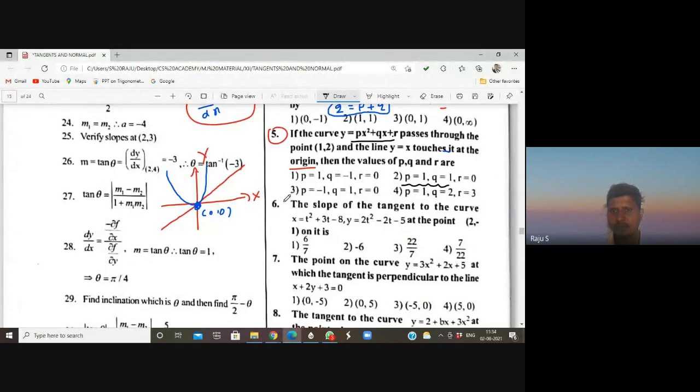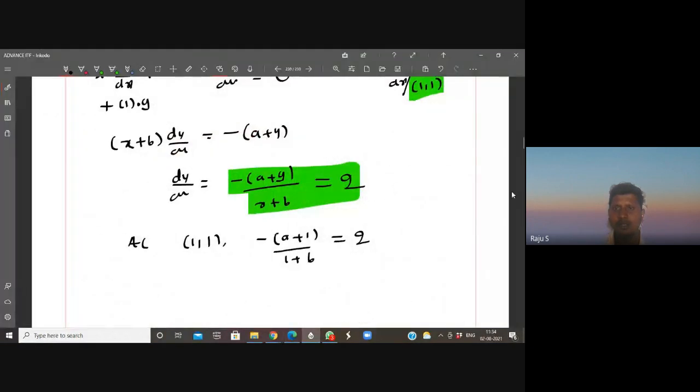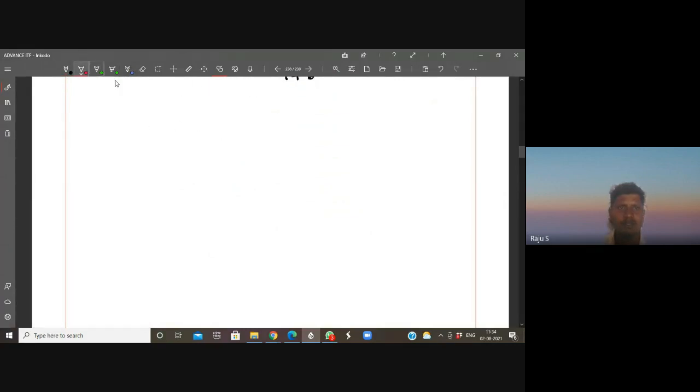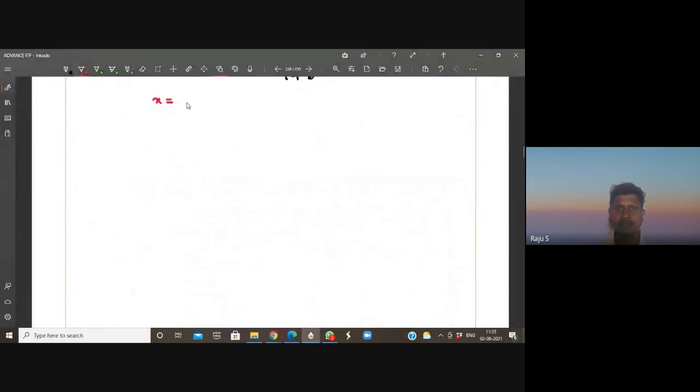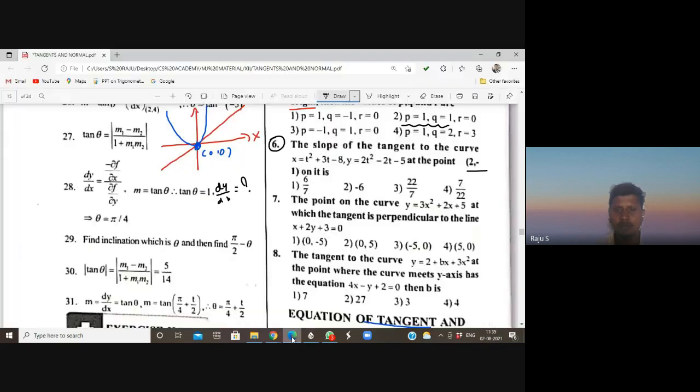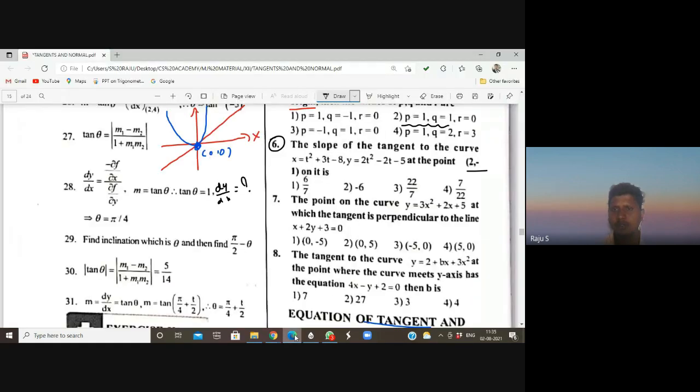Okay, sir. Okay, let us go for question number six. See here, the slope of the tangent to the curve at the point 2 comma minus 1 on it is... See here, they're asking dy by dx at the point 2 comma minus 1. So in this case, what shall we do here? Can you tell me what are the x and y values? x is t square plus 3t minus 8. y is equal to, what is the y? 2t square minus 2t minus 5.